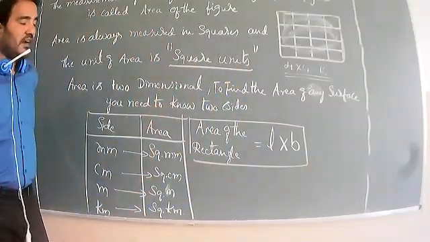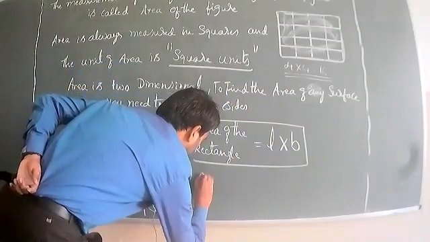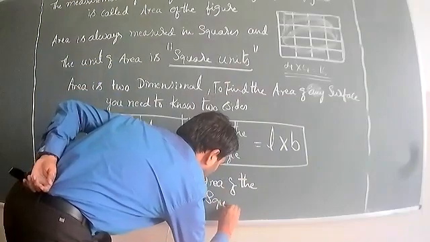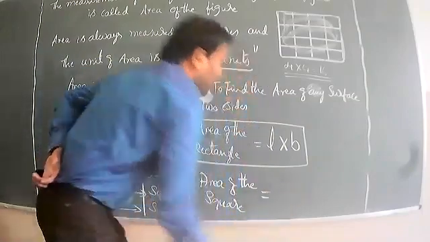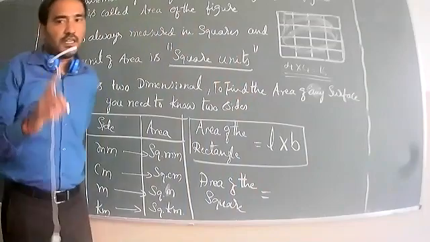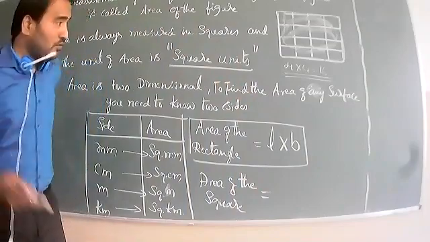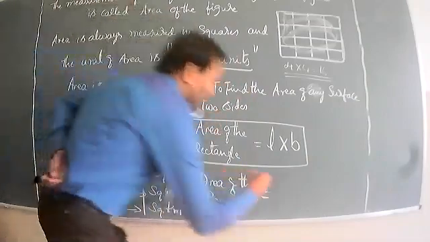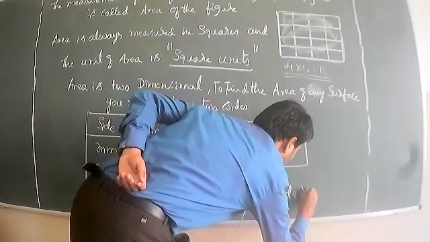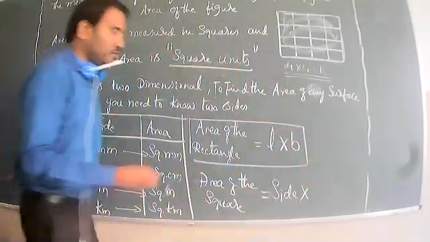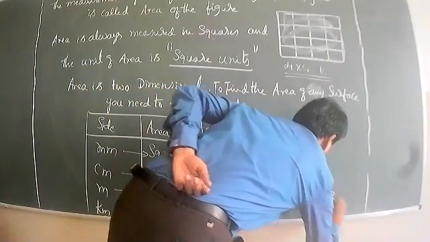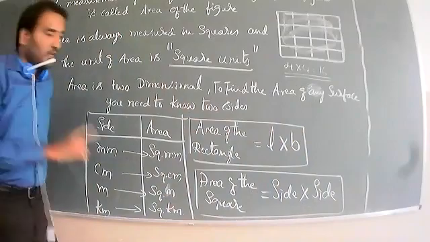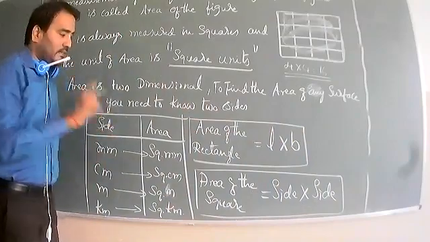Next, we can find another one, the area of the square. So what is the formula? A square has four sides, but we need to know only one side, and we take the same side again. So the area of the square is side into side. These are the formulas for the area of the rectangle and the area of the square.